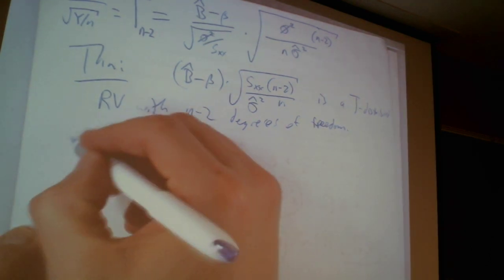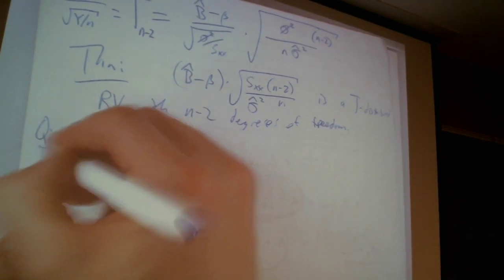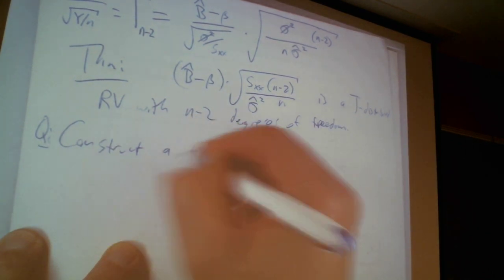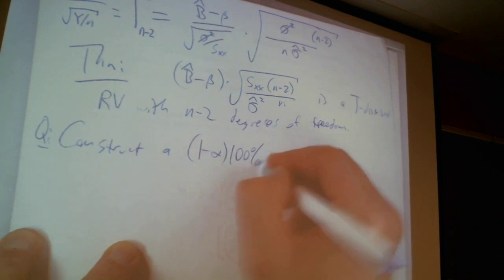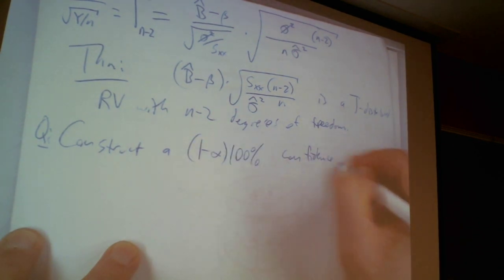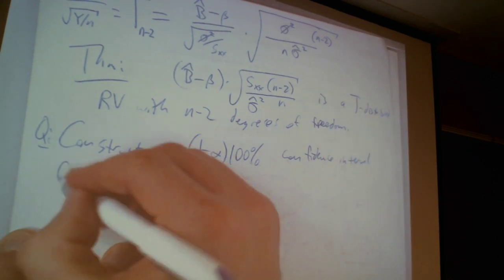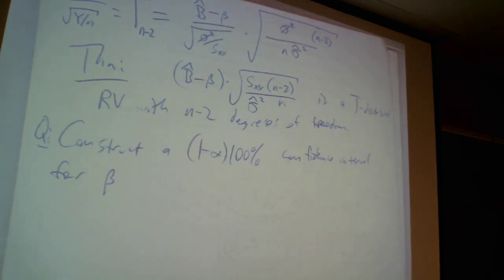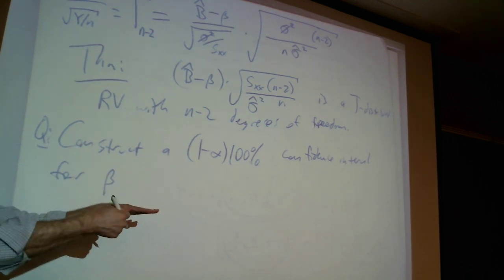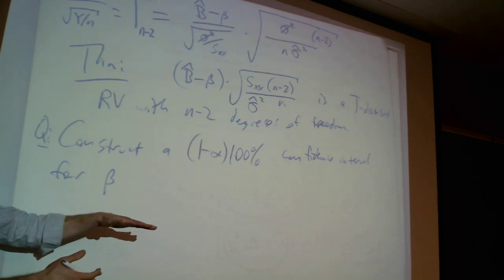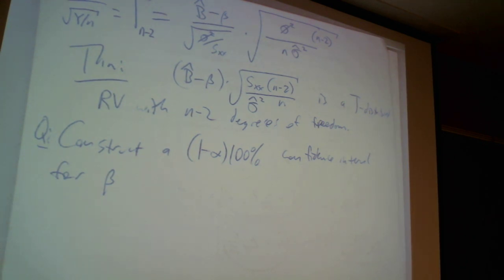So let's construct, here's a question. Construct a 1 minus alpha times 100% confidence interval for beta. Remember, beta is the slope. We're trying to determine whether the slope could be 0, whether the y observation and the x observation could be uncorrelated, assuming that the regression of y on x is normal and linear. Right? So how could we do this?